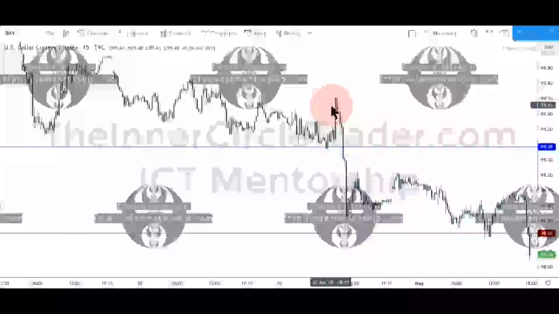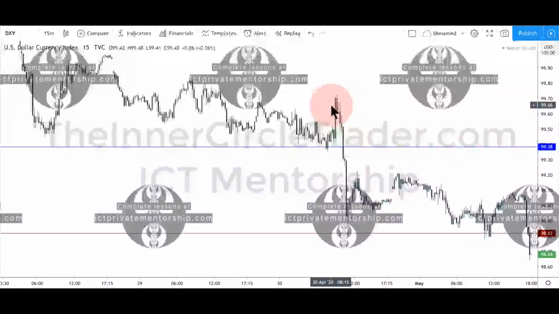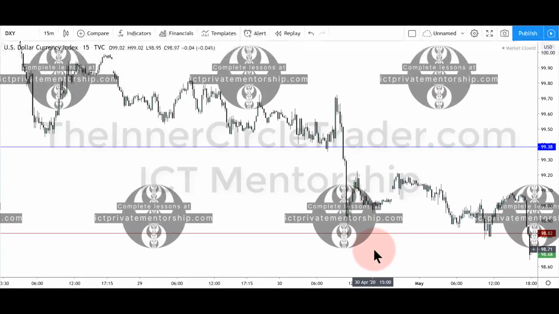Okay, Wednesday when we met in video, we were looking for lower prices on the dollar to run below this particular level here at 98.82. So we wanted to see 98.80 and then lower. We want to see it go through that. We don't want to just see it go to this red line and reverse. We don't want to see it go down below that and reverse. We want to see it go through it.